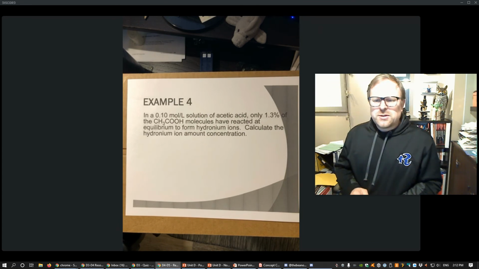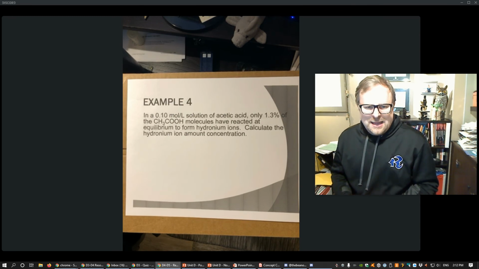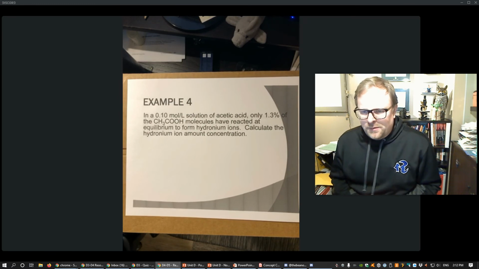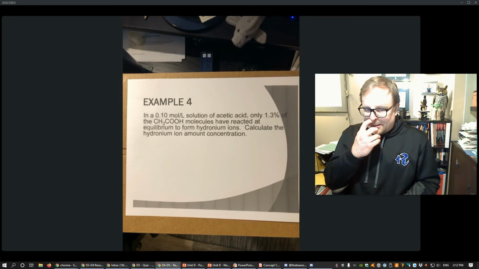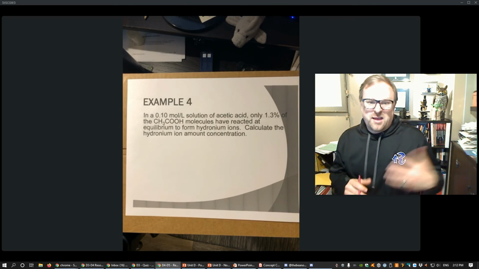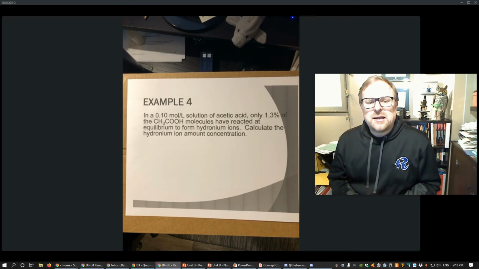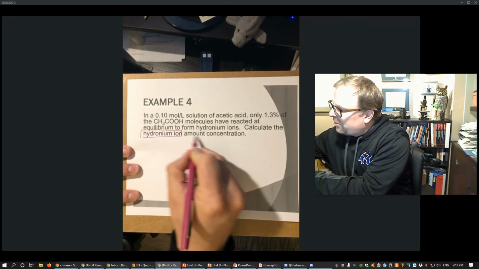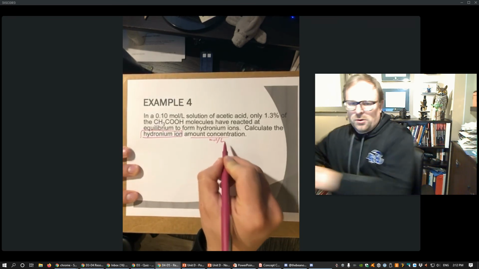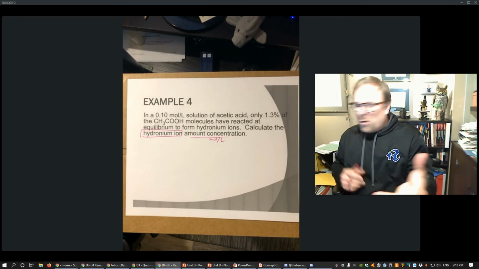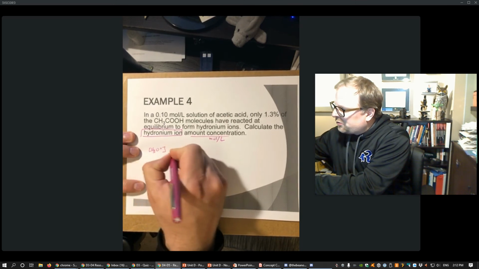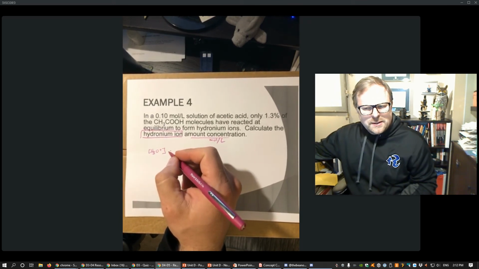Anyway, so here's an example of how we might work with something like this. In a 0.1 mole per liter solution of acetic acid, only 1.3% of the acetic acid molecules have reacted, or if you guys recognize from last unit, ethanoic acid, have reacted at equilibrium to form hydronium ions. Calculate the hydronium ion amount concentration. So hydronium ion amount concentration, okay, remember amount concentration is moles per liter. So we're going to calculate that. How are we going to do that? Well, we're going to use that formula that we had on the last slide, which is the concentration of hydronium ions. What was it again? How do you remember?